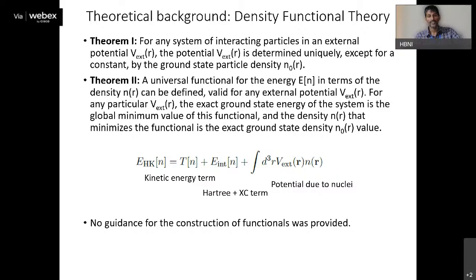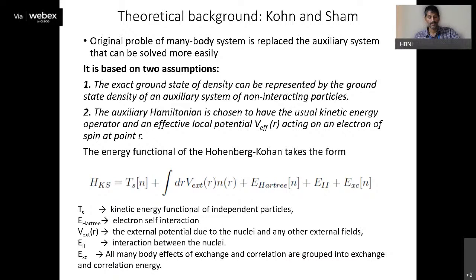So DFT became popular only when there was a theorem by Kohn and Sham, and what they did is they mapped the original many-body problem and replaced it with an auxiliary system which can be solved. This is based on two assumptions. The first assumption is that the exact ground state density can be represented by the ground state density of an auxiliary system of non-interacting particles. So you are mapping the interacting many-body problem to a non-interacting particle problem.